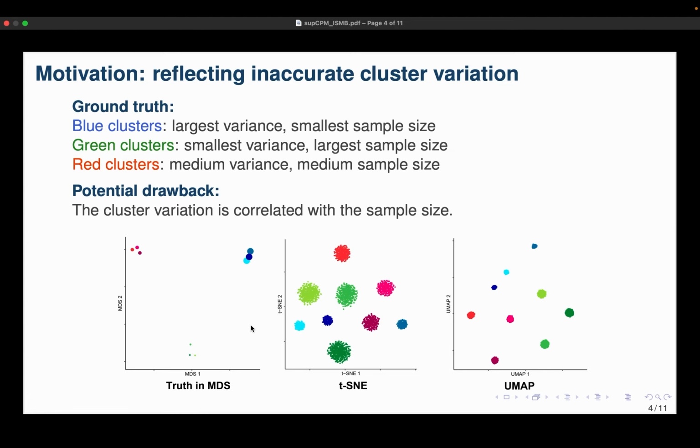And the second is that t-SNE and UMAP couldn't reflect the true cluster variance or cluster size. In this simulated dataset, we set the blue clusters to have the largest variance but the smallest sample size, and the green ones are the opposite. And also the red clusters have the medium variance and the medium sample size. So from the visualization, we could see that the largest clusters are the green ones, due to the largest sample size instead of the true small variance.